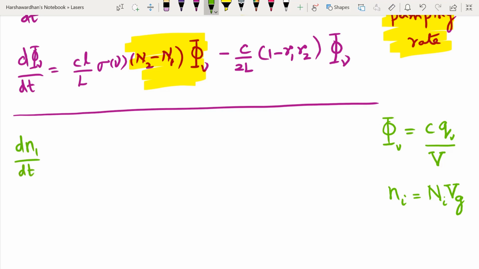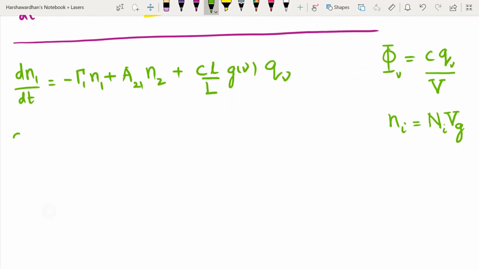For example, dn1 over dt will be simply the total number of atoms in the ground state, and this is simply minus gamma 1 times n1 plus A21, which is the spontaneous emission rate, times n2 plus, now you see that replacing c by that, capital N's are replaced by small n by Vg, so you will get a ratio of Vg over Vl here, which is the same as small l over capital L. So what you get is C times small l over capital L, G of nu, which is sigma times n2 minus n1, times Q nu.